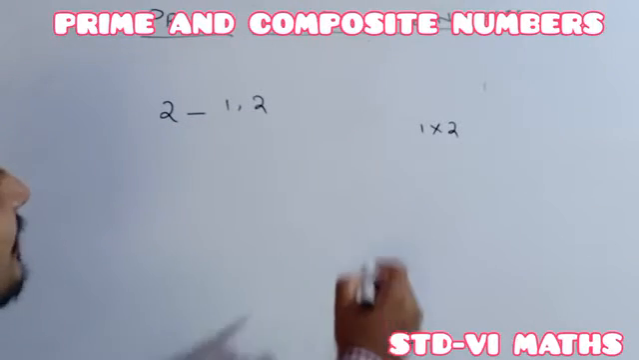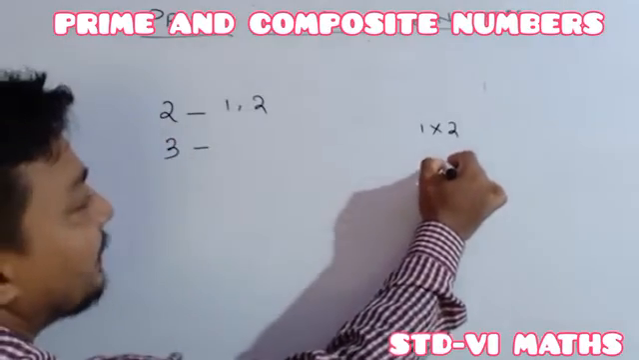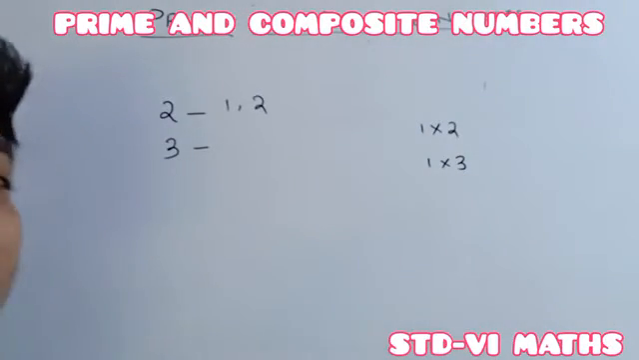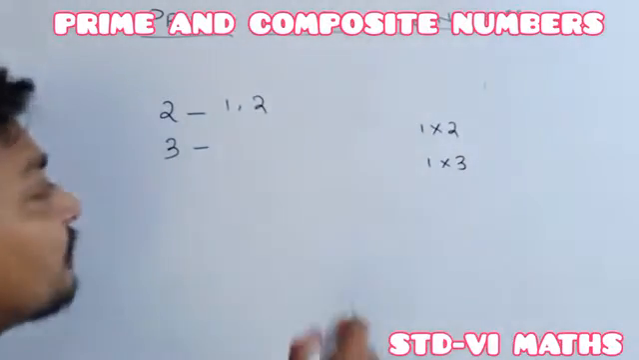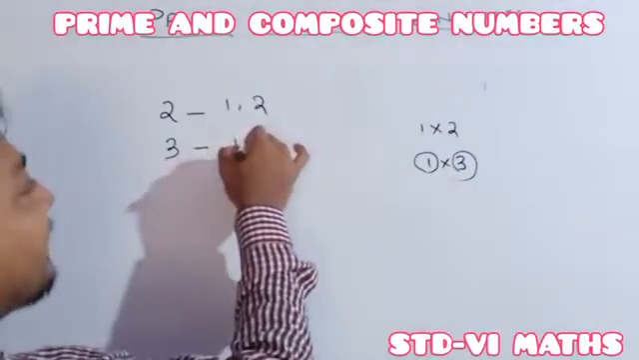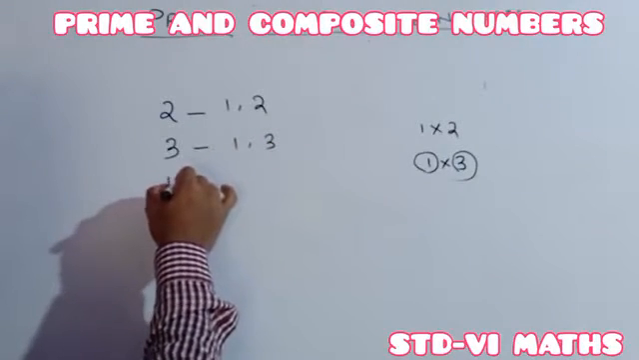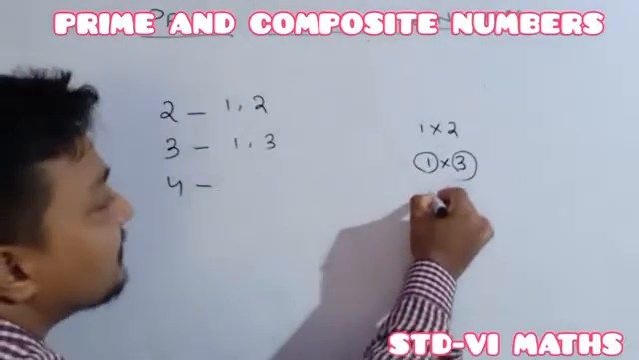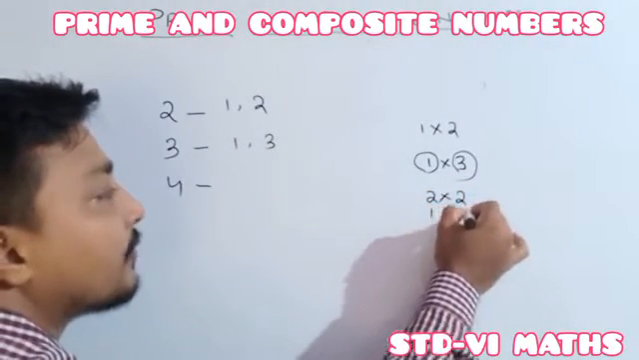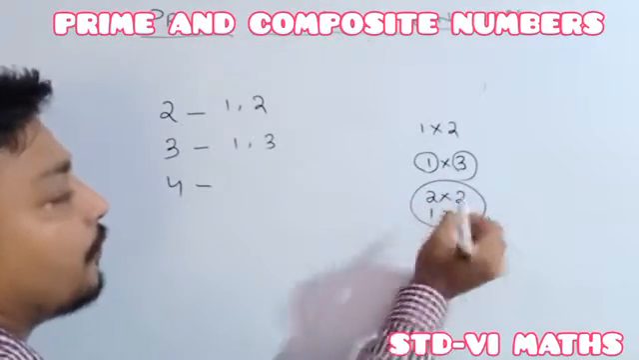Understood? Suppose I say 3. How can you write 3? You know that 3 can be written as 1 into 3. After that, no other product will represent 3. So the factors of 3 are 1 and 3. In the same way, suppose I say the number 4. So 4 can be expressed as 2 into 2 equal to 4 and 1 into 4 equal to 4. So the factors of 4 are 1, 2, 4.